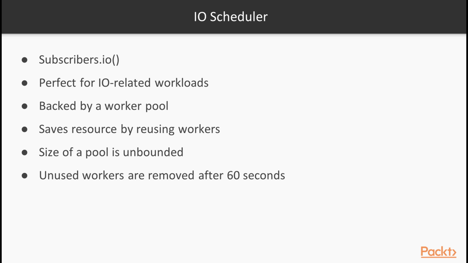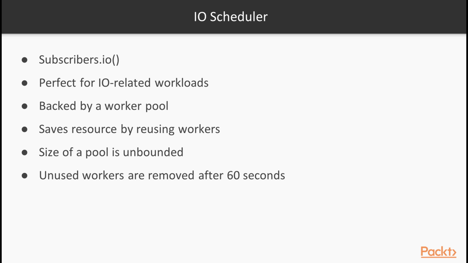Next, we'll learn about I/O scheduler. I/O is the most often used scheduler. It can be created by calling schedulers.io method, and it's perfect for I/O-related workloads, such as network requests, accessing the file system, or content resolvers on Android. The I/O scheduler is backed by a worker pool. Initially, the pool starts with one worker, and it's reused between different observables when available. However, if there are no workers left in the pool, a new worker is created. After the worker finishes its current execution, it becomes available once again for the next execution, so the system can save resources by reusing workers instead of recreating them each time.